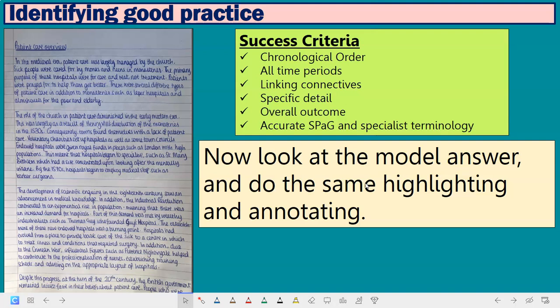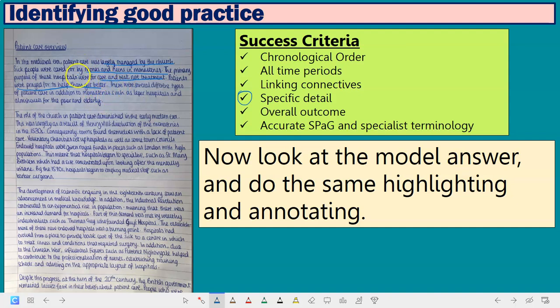So for example, I can see straight away, I've said here, in the medieval era, patient care was largely managed by the church. So that's going to be knowledge. Let's say if I was using blue for knowledge and specific detail, that's some of my knowledge there. Sick people were cared for by monks and nuns in monasteries. The primary purpose of these hospitals were for care and rest, not treatment. Patients were prayed for to help them to get better. There were several different types of patient care. So this is all knowledge because at this point we've got nothing to compare it to.